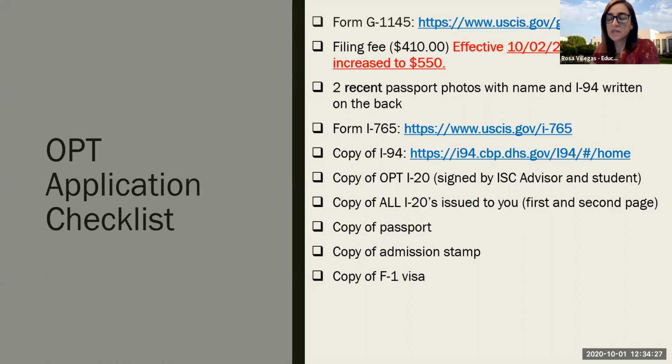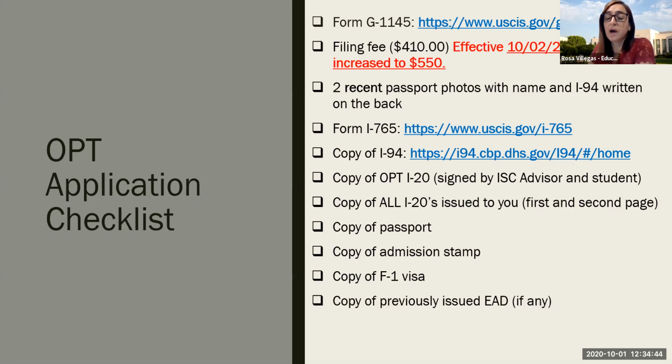Copy of your F1 visa. If you have multiple visas on your passport, make sure you copy the F1. Some students may have a visitor visa from the past because they used to come to the US with a visitor visa, but make sure you copy the F1.